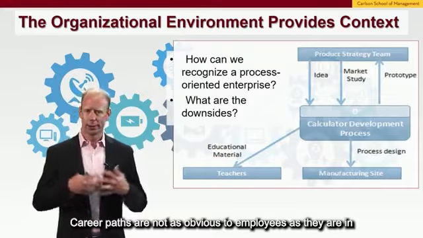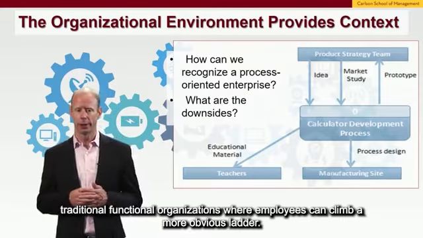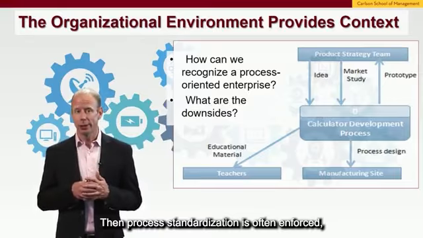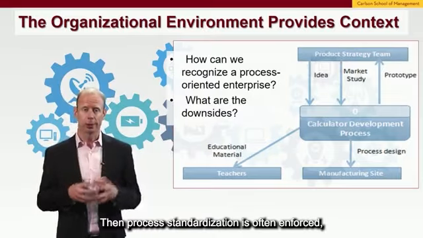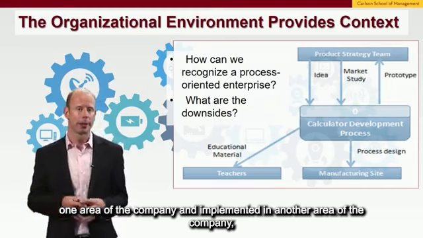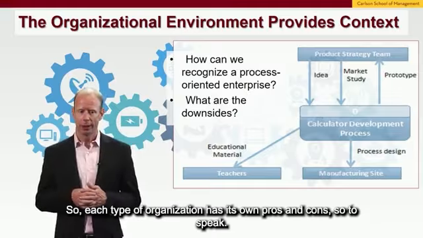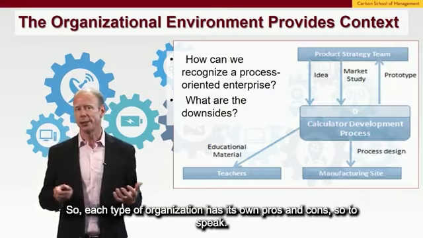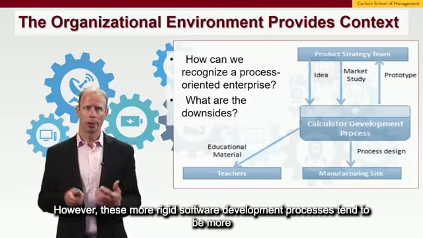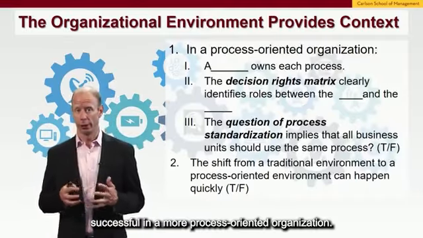Career paths are not as obvious to employees as they are in traditional functional organizations where employees can climb a more obvious ladder. And process standardization is often enforced even when it doesn't fit. What this means is we often try to take a process from one area of the company and implement it in another area of the company without regard for whether or not that's appropriate. And so each type of organization has its own pros and cons, so to speak. However, these more rigid software development processes tend to be more successful in a more process-oriented organization.